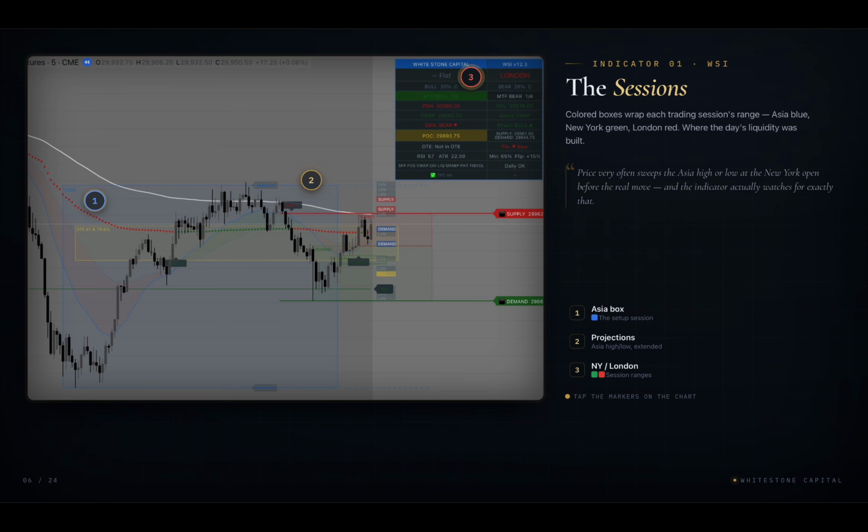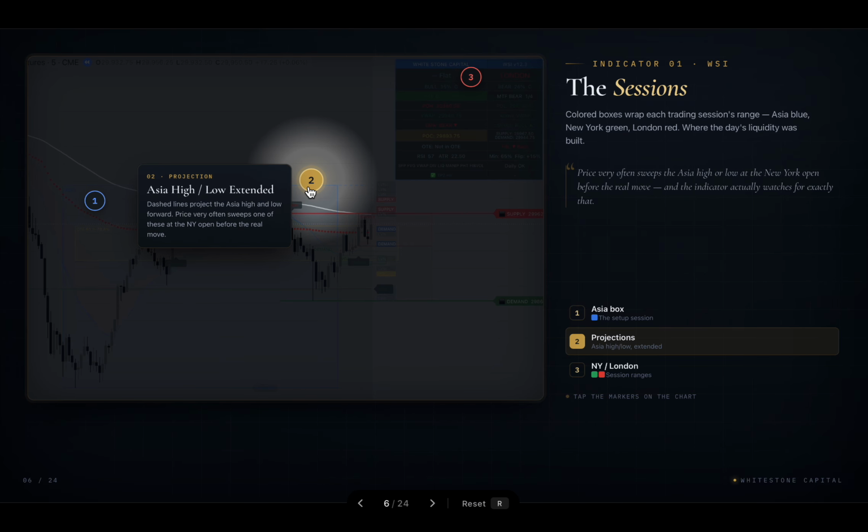Now the colored boxes. These are the trading sessions. Blue is Asia, green is New York, red is London, each wrapping their session's high and low. Pay special attention to the Asia box. See those dashed lines extended to the right off Asia high and low? Those are projected forward. Price often sweeps one of them at the New York Open before the real move, and the indicator actually watches for exactly that.